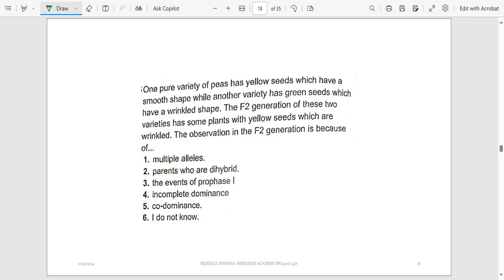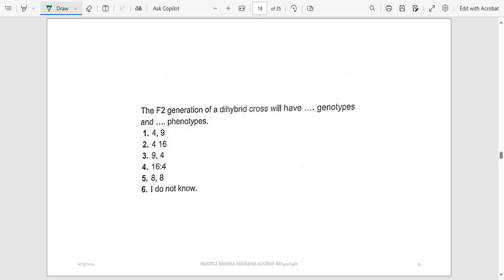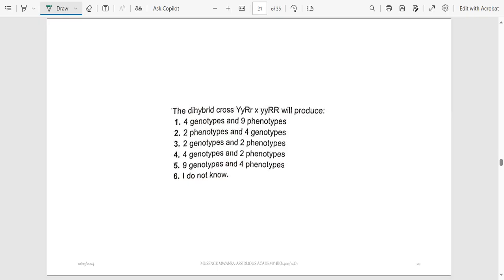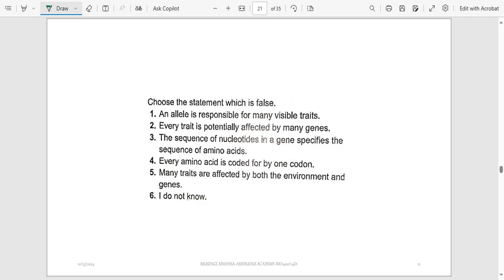One pure variety of peas has yellow seed which have a smooth shape, while the other variety has green seed which have a wrinkled shape. The F2 generation of these varieties is shown. Now this one is a dihybrid. We'll answer it in the next class. Okay, even this one is a dihybrid.